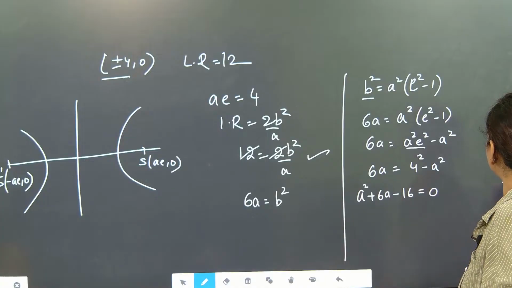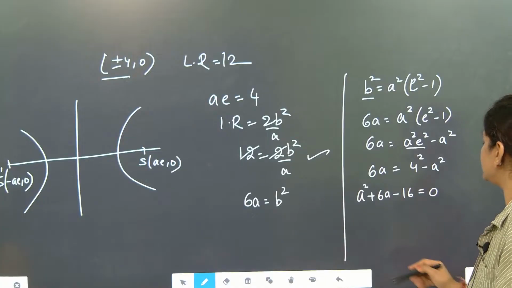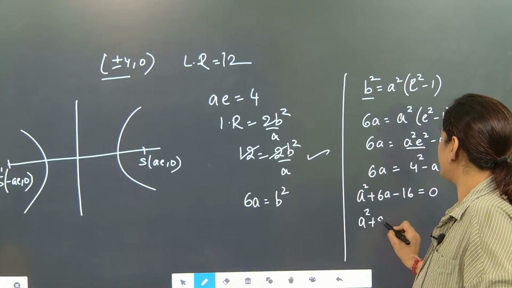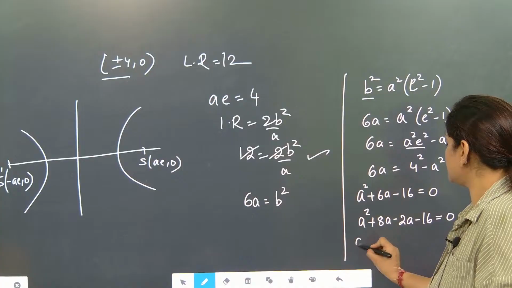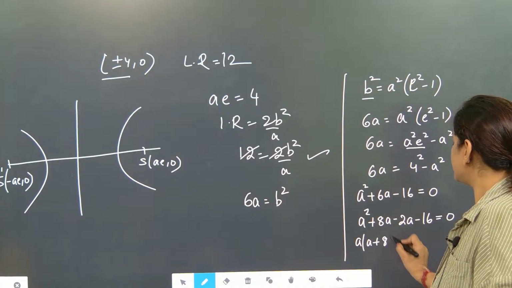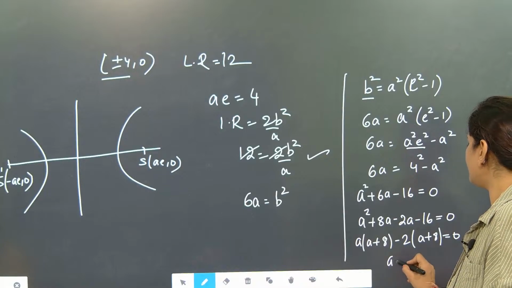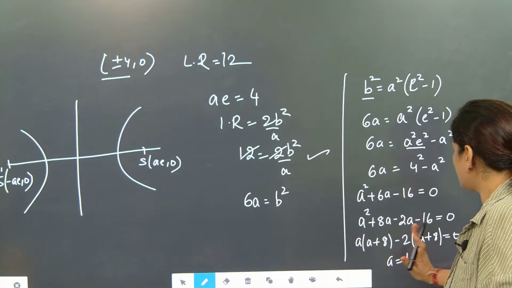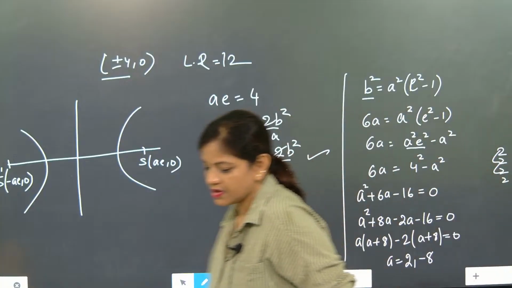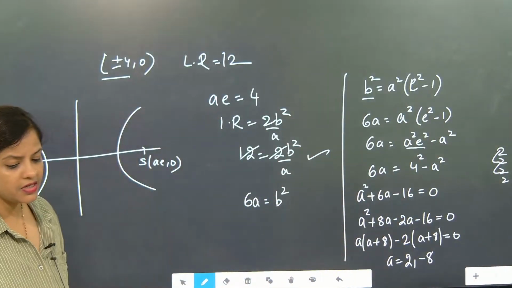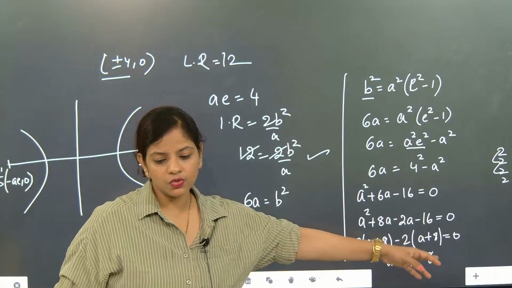Got it? So 16 will be coming as what? 2, 2 to the 4, 4 to the 8, 8 to the 16. So a square plus 8a minus 2a minus 16 equal to 0. So it will come as a plus 8 into a minus 2 equal to 0. So a will have two values, either 2 or minus 8. 2 and minus 8. I hope you have understood. So A will be having two values, either 2 or minus 8.